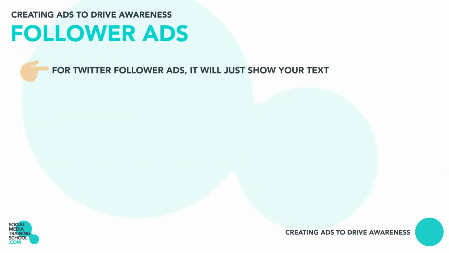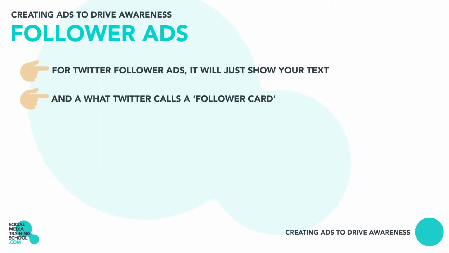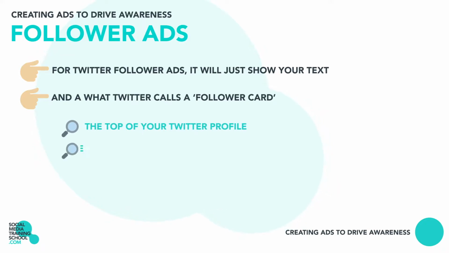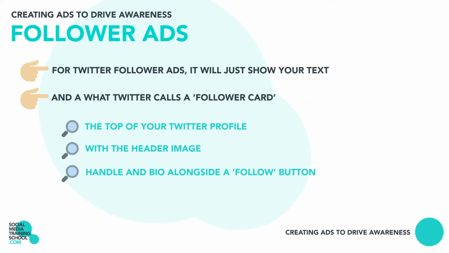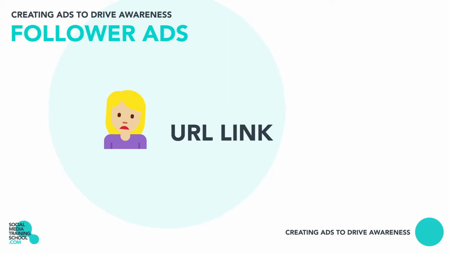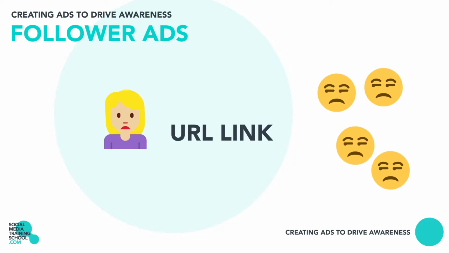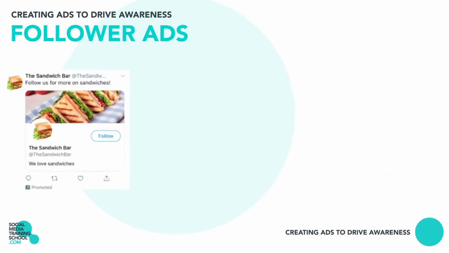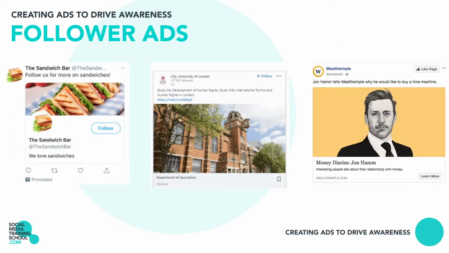It's worth noting that for Twitter follower ads, it will just show your text and what Twitter calls a follower card, essentially the top of your Twitter profile with the header image, handle and bio alongside a follow button. If you add a tweet to a follower ad that has an image or a video, the image will appear as a URL link and people would need to click to see it. Because of this, it can be best to just use text here. You don't want to drive people away to click a link and see your picture instead of following you.